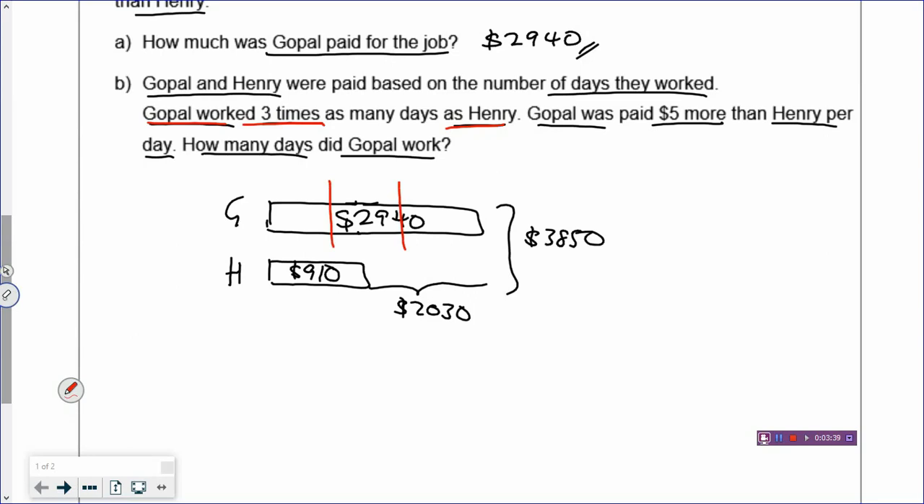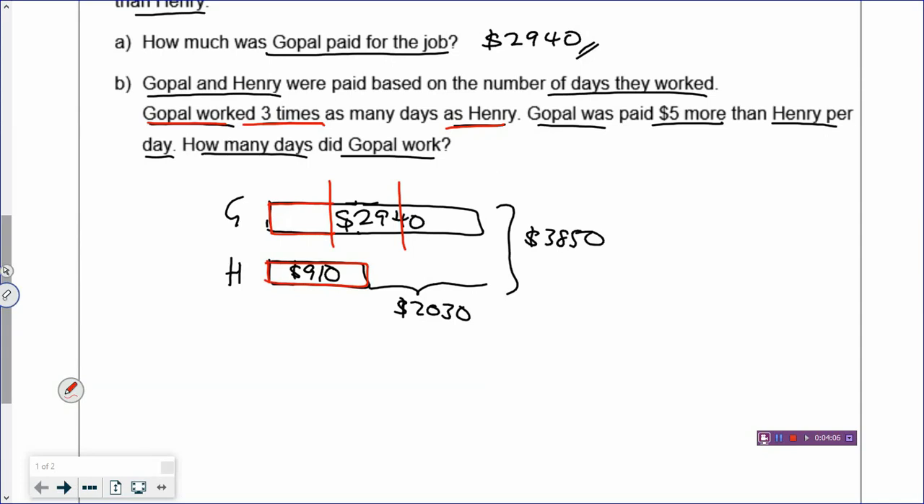So I cut Gopal's rectangle into 3 times, and then what do I see? Now you can see that 1 group is here, which is 1 time. That represents don't know how many days. And Henry also has 1 time, which is over here. Alright, so you have 1 time and 1 time. If you look at the red color box, the 1 time and 1 time means same number of days. And then of course Gopal worked 3 times as many days as Henry.